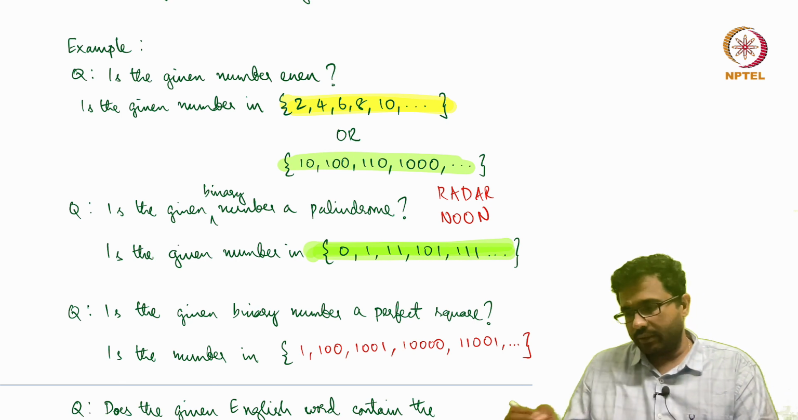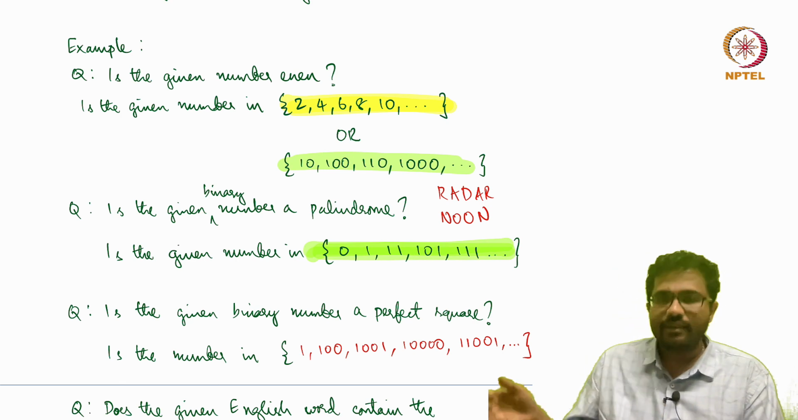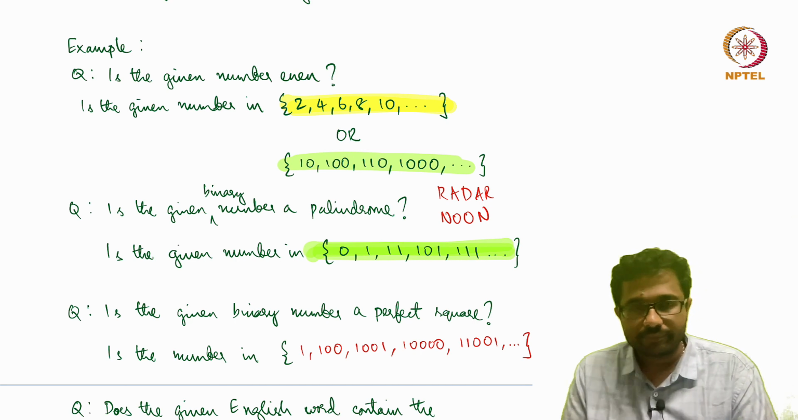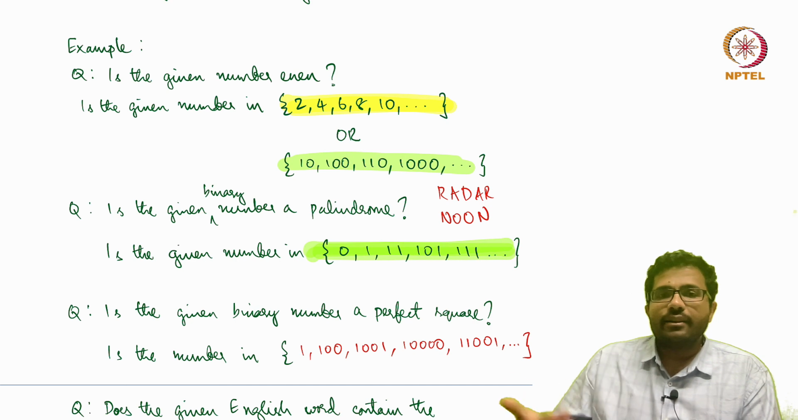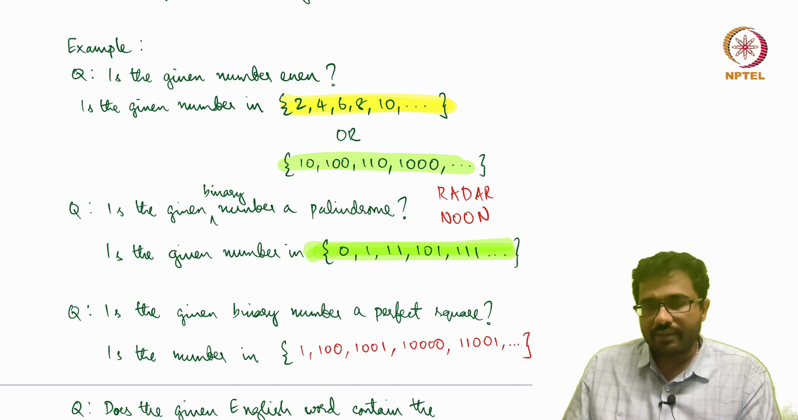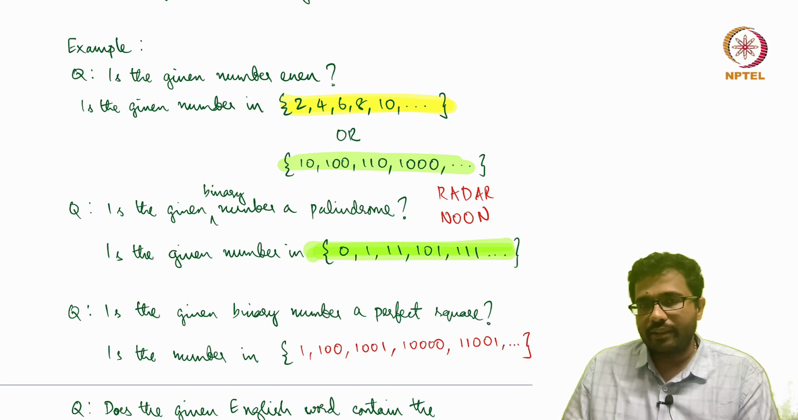So this is 25 and so on, right? So it's a given number in this sequence is what we are asking, right? So I'm just giving different examples of questions that we will look at during this course.